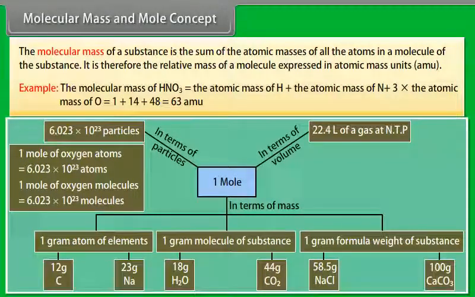Example: the molecular mass of HNO3 is equal to the atomic mass of H plus the atomic mass of N plus 3 into the atomic mass of O, which is equal to 1 plus 14 plus 48, which equals 63 units.